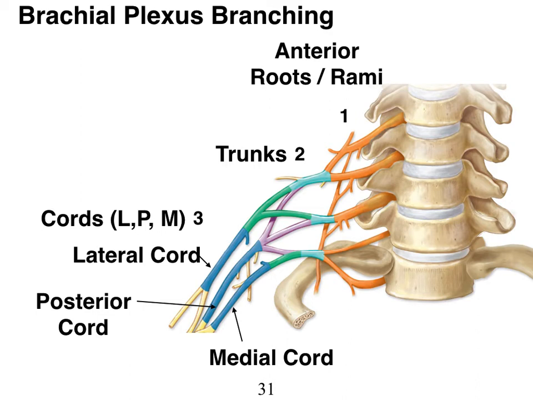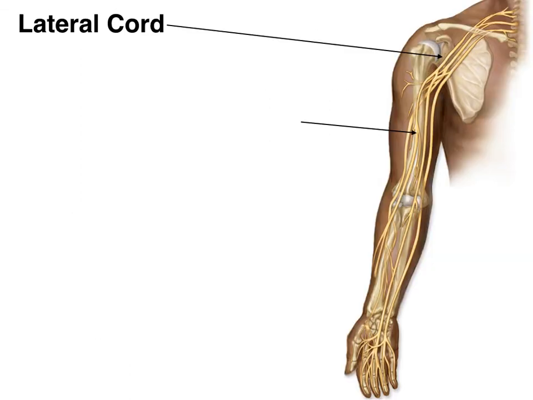So we would think of like a tree that has a kite in it, like flying a kite. So first we have the roots, then the trunk of the tree, and then we have cords, where we have lateral, posterior, and medial cords. Let's begin with the lateral cord and think about the nerves that are connected to that branch of the brachial plexus. So if you look at the upper right image, we can see an arrow pointing at the lateral cord.